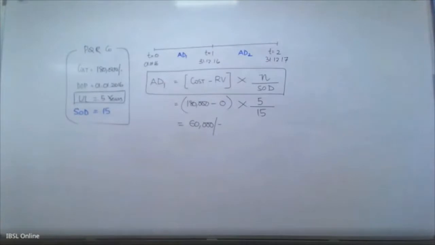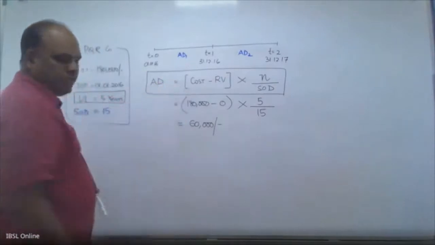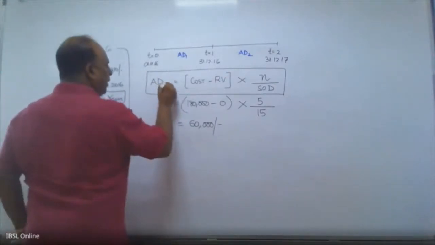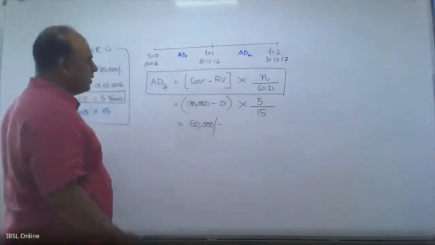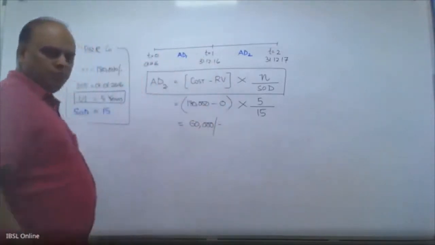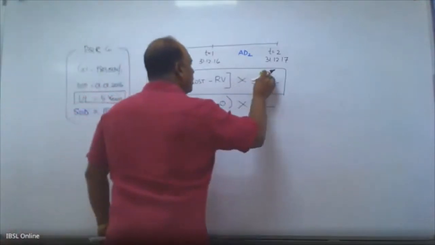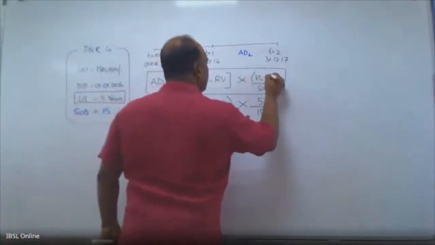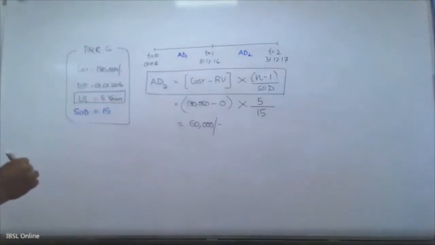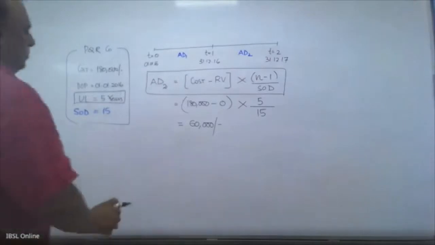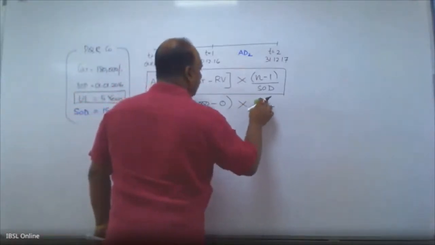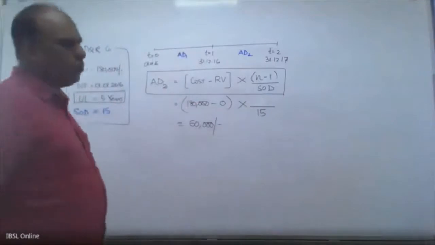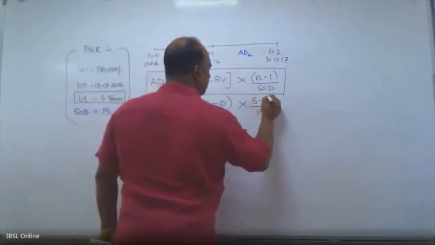Now let's calculate the second year. AD2. So again, cost minus residual value, but now it is not n, it will be n minus 1. Now what do you mean by n minus 1? N minus 1 means 5 minus 1.